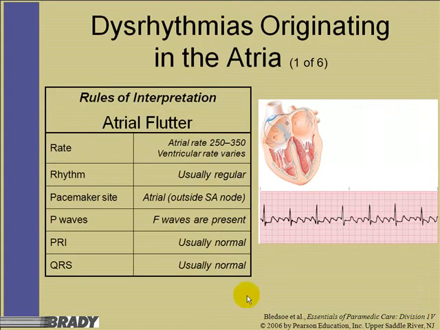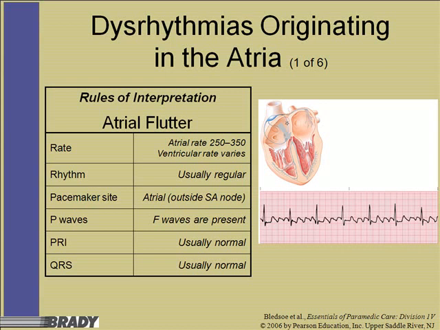So atrial flutter. The rate is greater than 250 to 350, ventricular rate varies. So your conduction is really fast. So we just don't know how efficient. It's basically just fluttering, if you will. We're just not getting good cardiac compression and squeeze. The rhythm is usually regular.